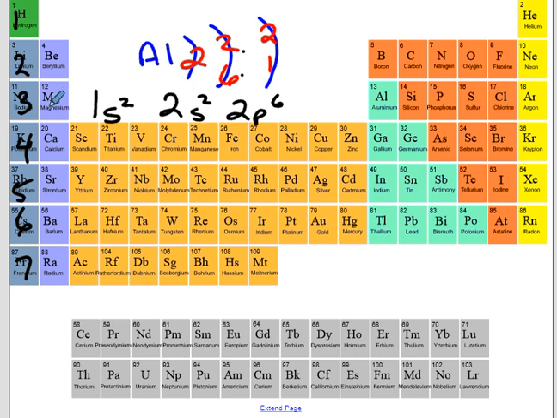Numbers 11 and 12 are principal energy level 3. We always start with an S, and I've got 2 electrons. And then aluminum would be principal energy level 3 still, but we only need 1 more. 2 electrons in 3s and 1 in 3p. So this was my 1s with 2 electrons. 2s had 2 electrons. 2p had 6. 3s had 2 electrons, and 3p had 1. What I've written here is called an electron configuration.